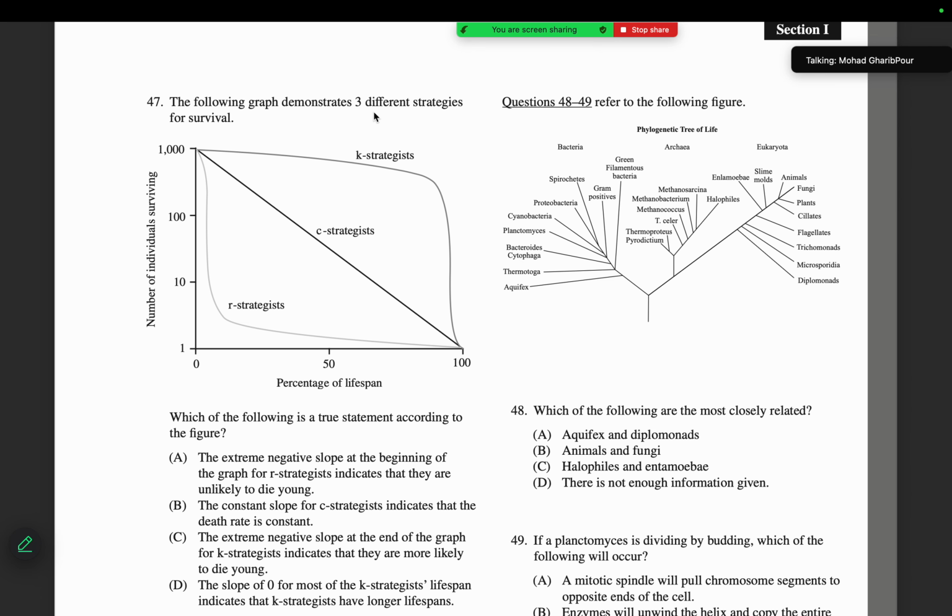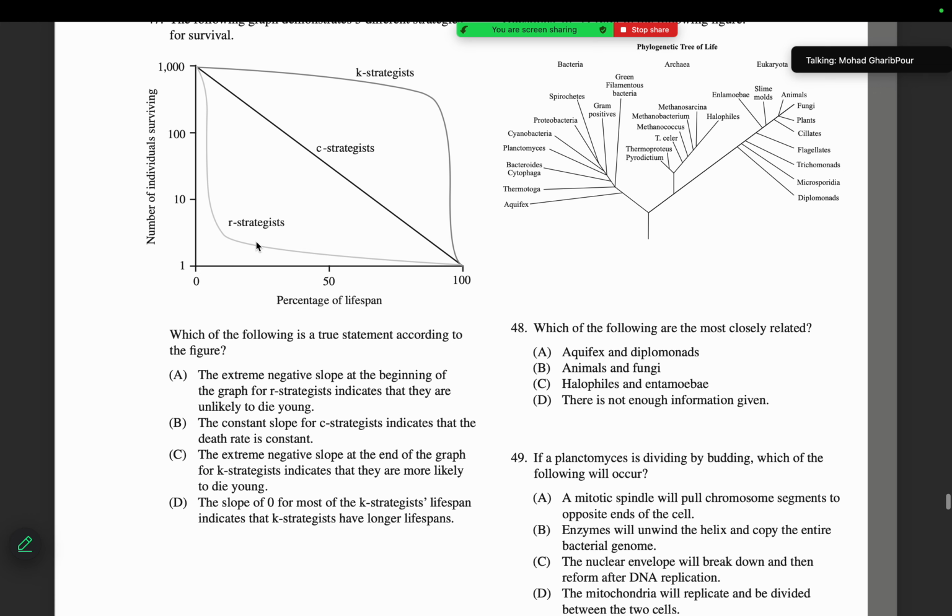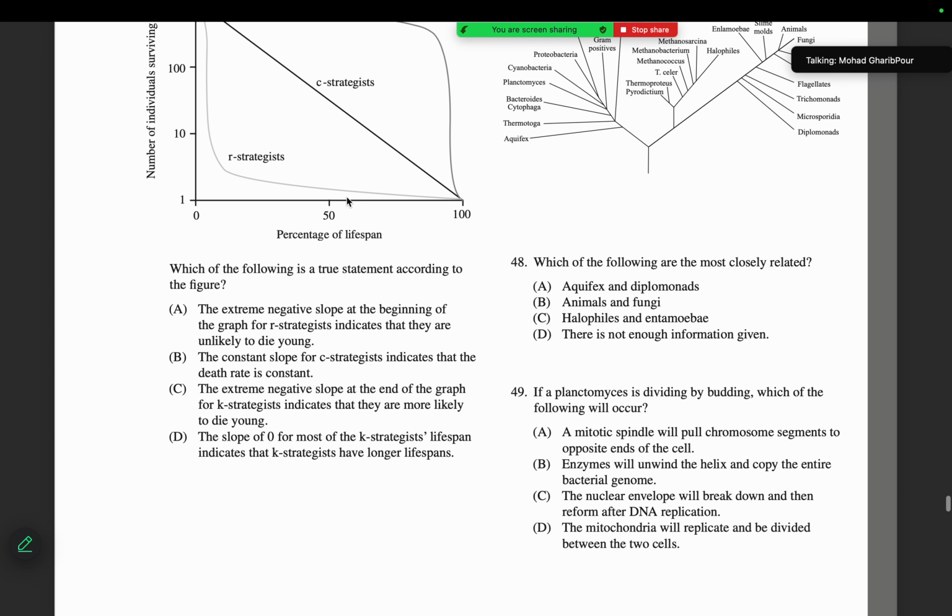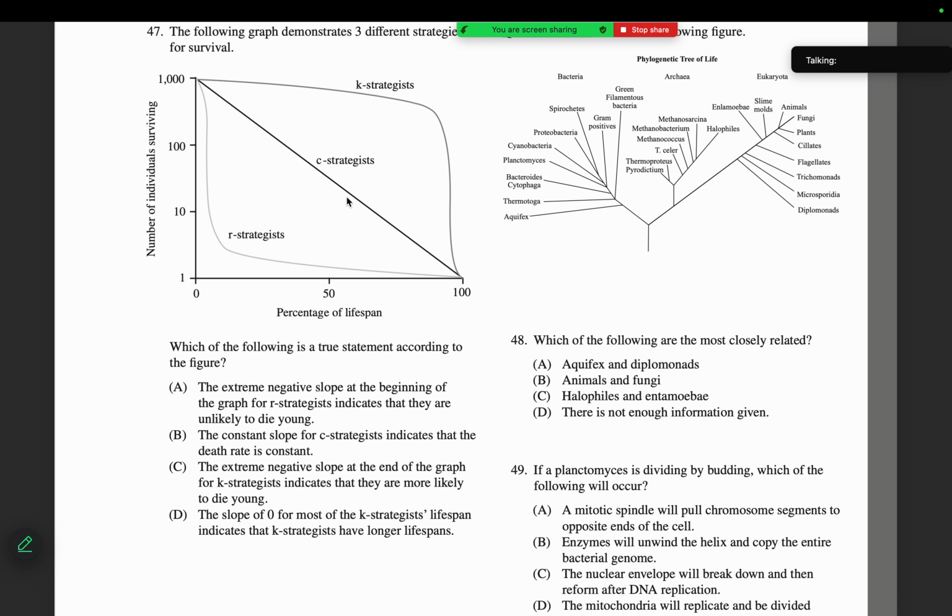The following graph demonstrates 3 different strategies for survival. We've seen this before. Which of the following is a true statement according to the figure? A, the extreme negative slope at the beginning for our strategies indicates that they are unlikely to die young. No, it's the opposite. They're likely to die young, but then some of them live longer.